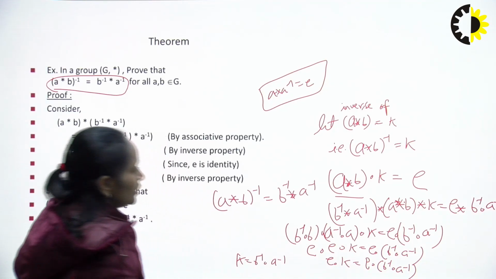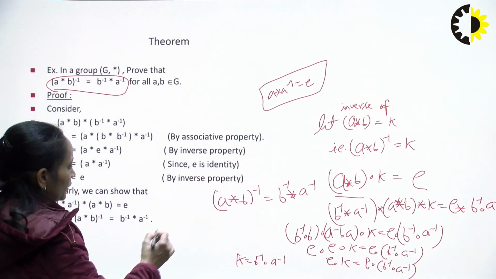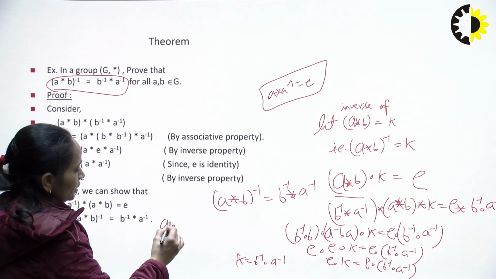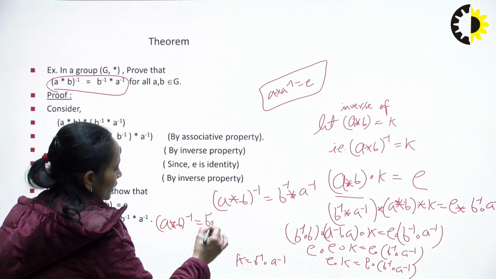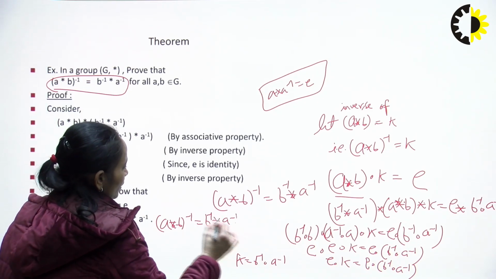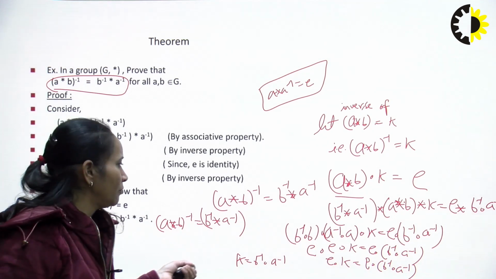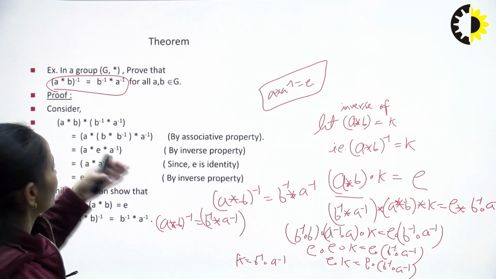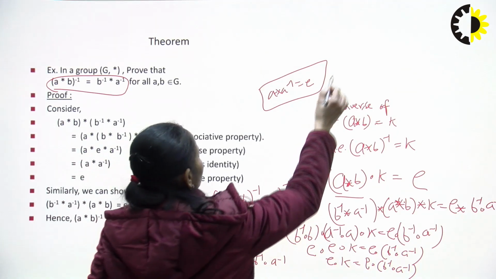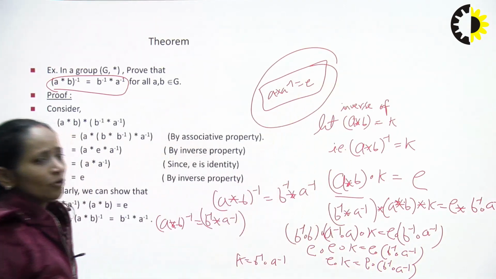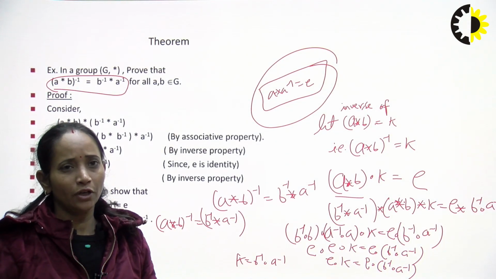What is K? K is the inverse of A into B. So if we substitute the value of K, (A into B) whole inverse is equal to B inverse into A inverse. So this proof is also very important. The method of solving such types of proofs is to use the inverse property, A into A inverse is equal to E. So I think this is enough for today's lecture.